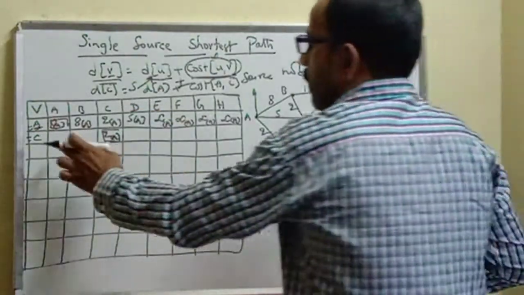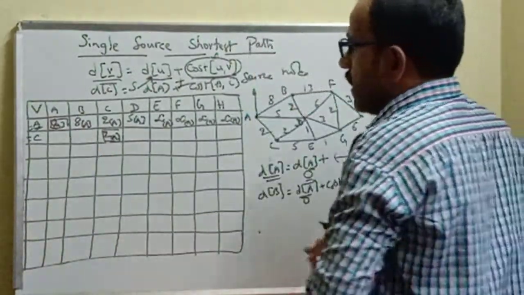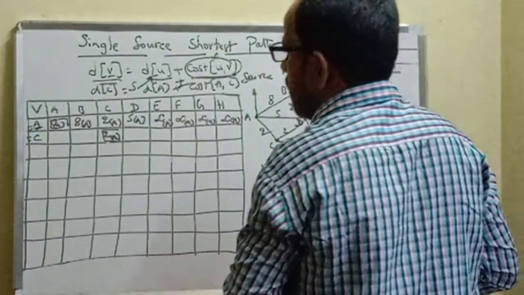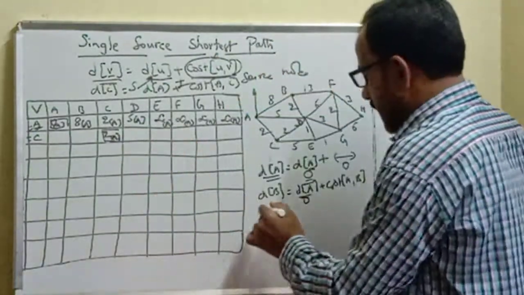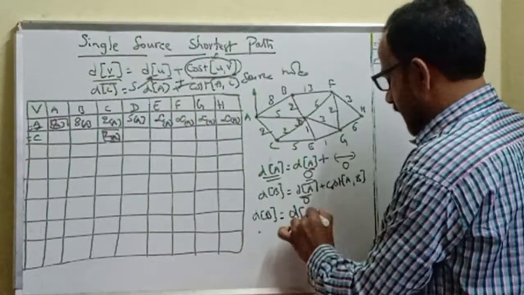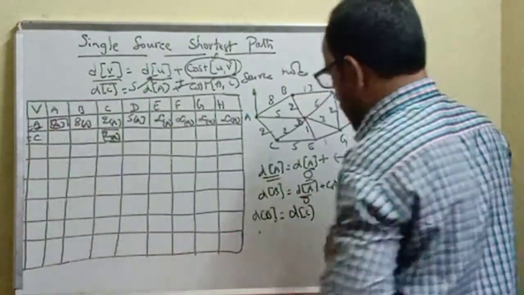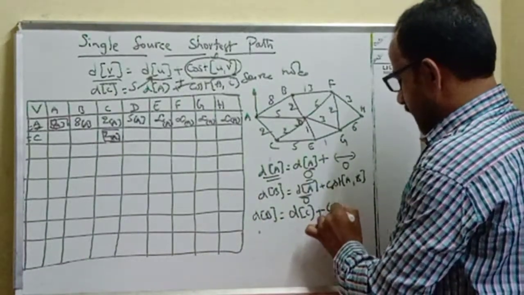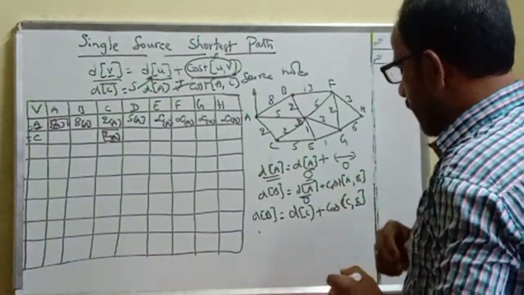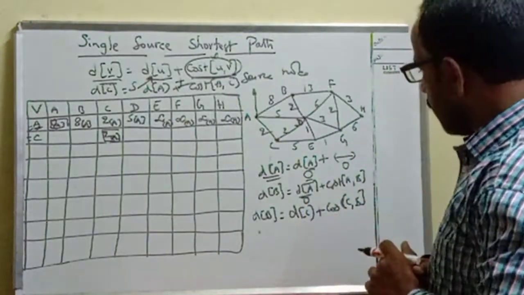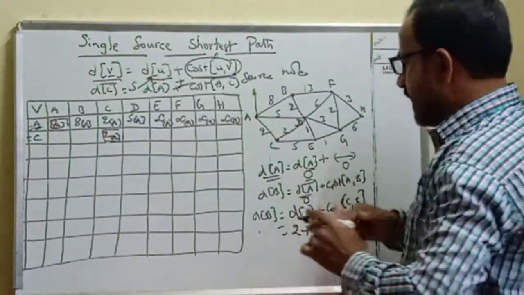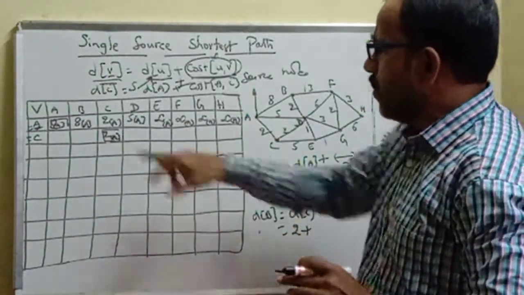Then we are at C. What is the distance of B now? Now the intermediate node is C. We are already at C, so how can we write the distance of B? I will show you. The distance of B equals the distance of C plus the cost of C comma B, because we are calculating distances from C now. What is the distance of C? 2 units, because this 2 units is the shortest distance from the source node to node C.